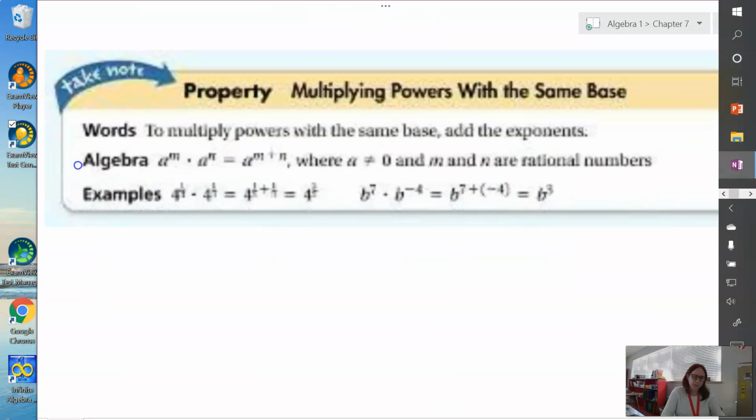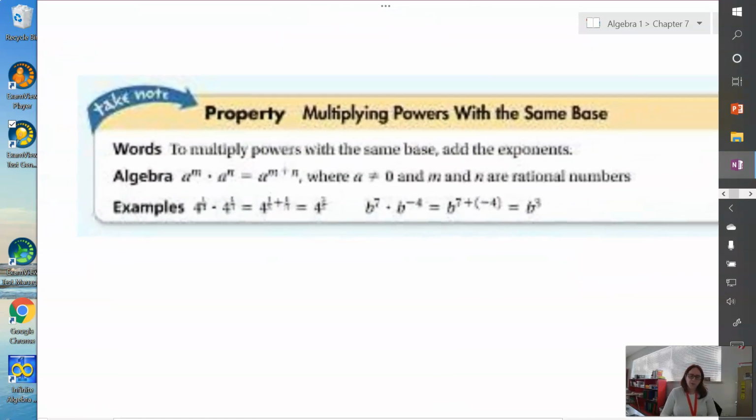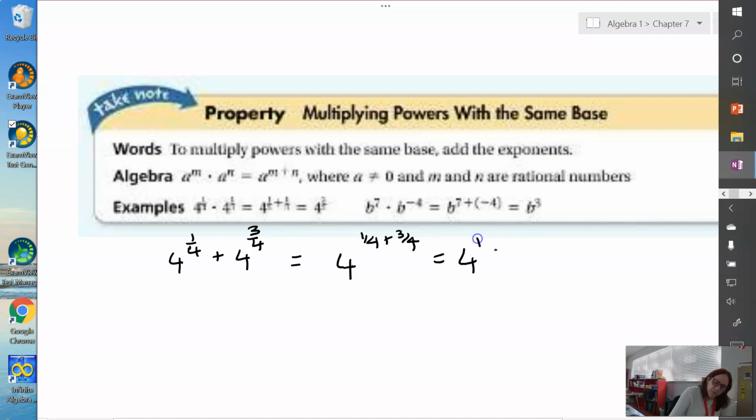So just as a quick summary here, if you're going to multiply powers to the same base, add the exponents. And they did some examples here, like look at this one. This is hard to read, but we have 4 to the 1/4 plus 4 to the 3/4. And I can add those exponents together, so I get 4 to the 1/4 plus 3/4, and that gives me 4 to the 1, or just 4.